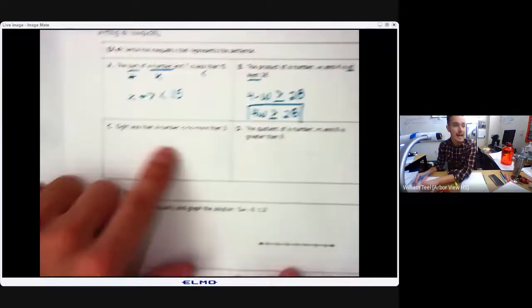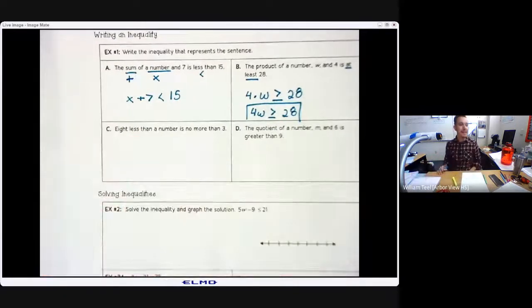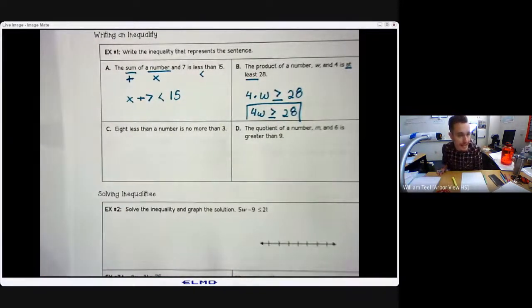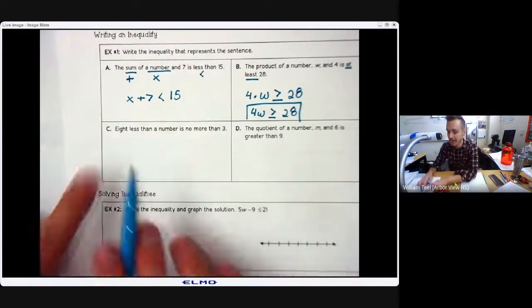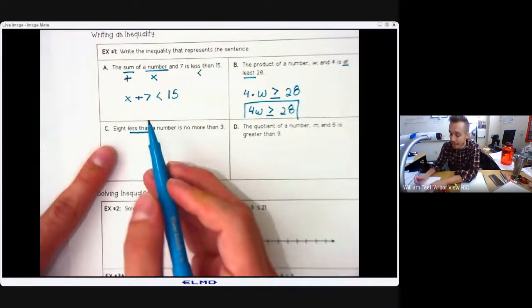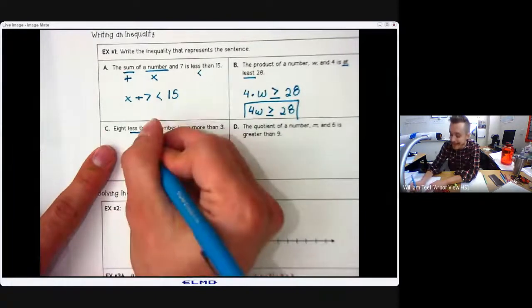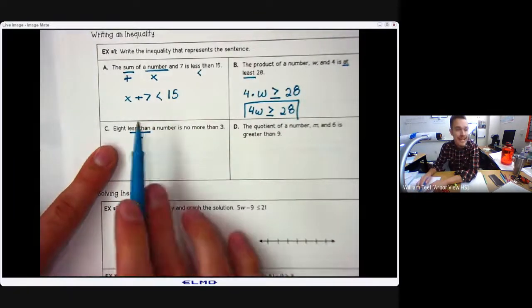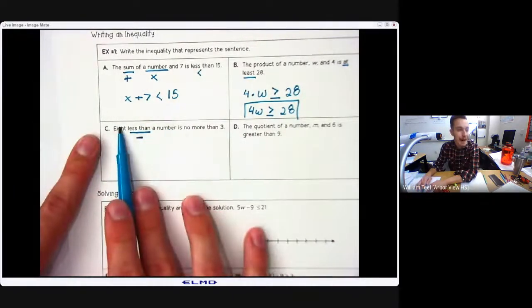All right, moving on to part C. 8 less than a number is no more than 3. So let's first look at the first part of the sentence. 8 less than a number. Less than a number, we are going to be looking at subtraction, right? We are taking a number and we are subtracting off 8.